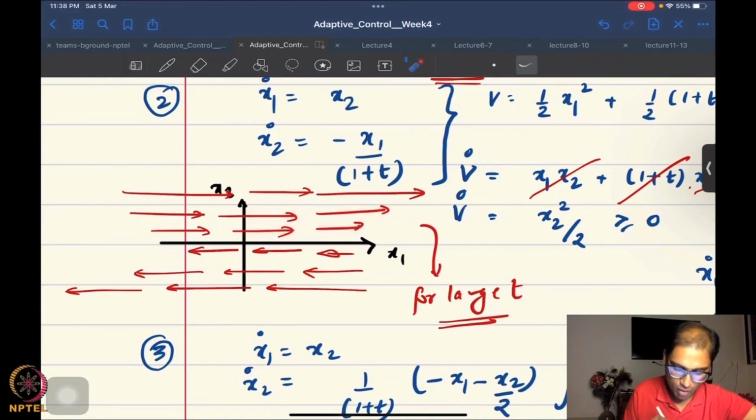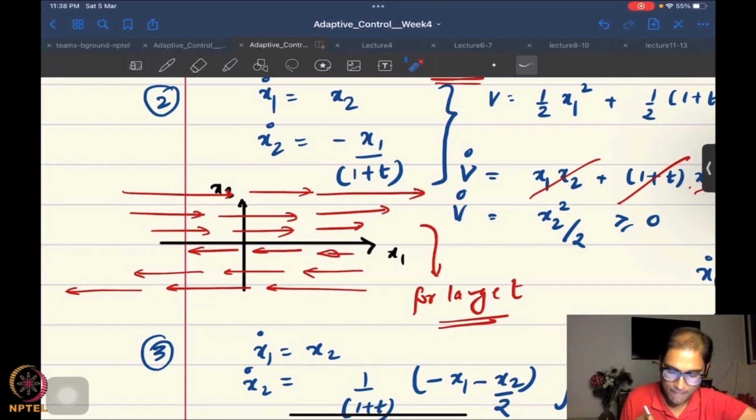And in fact, as you go up further, these velocity lines are longer and longer. But x2 dot is 0. Therefore, it's orthogonal to x2. There is no change in this direction. And similarly, if I go downwards, x2 is negative. Therefore, all the velocity lines are this way. And of course, there is no change in x2 again. Now, what does this indicate?